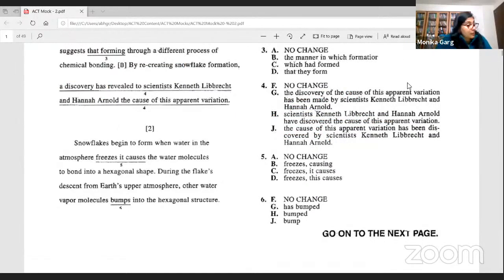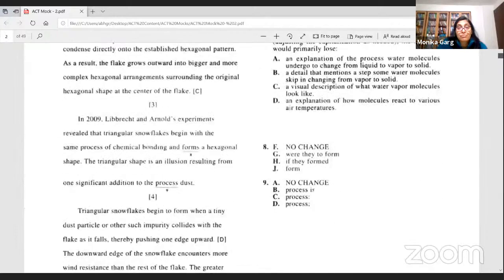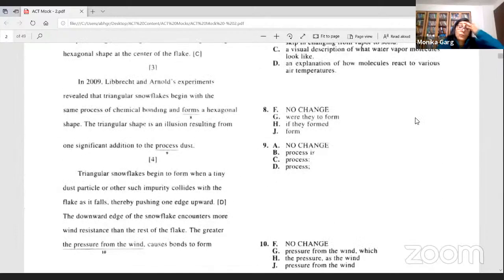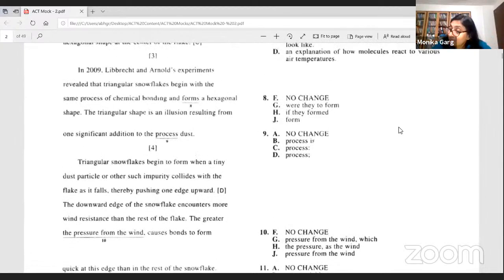So we've discussed 3 types of question examples from the actual ACT paper already. I've shown you verb agreement and tenses questions. I've shown you pronoun agreement questions, and I've shown you modifier questions. Now let's move on to parallelism questions. We have 2 or 3 here. Let's pick one. Now, question number 8. Let's read the whole sentence carefully.